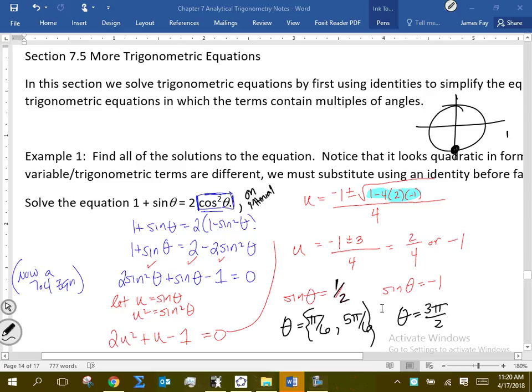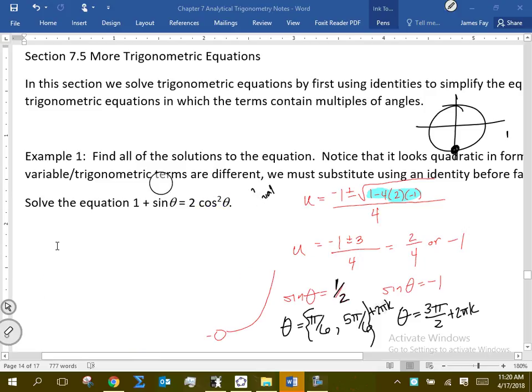What do I need to add to pi over 6 so I get infinite solutions? 2 pi, okay? What would I have to add to this one? 2 pi k, okay? So when I write it this way, and you might see it, I don't know, from textbook to textbook, author to author. Sometimes, like if you do a Google search, you might see something like this.